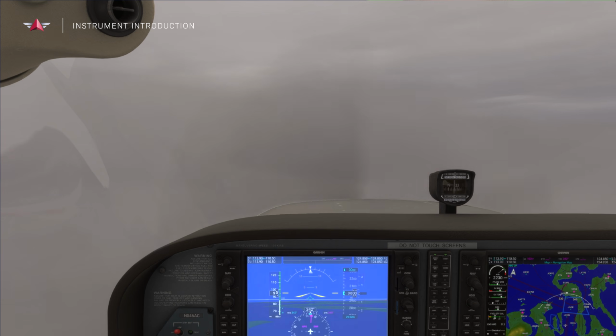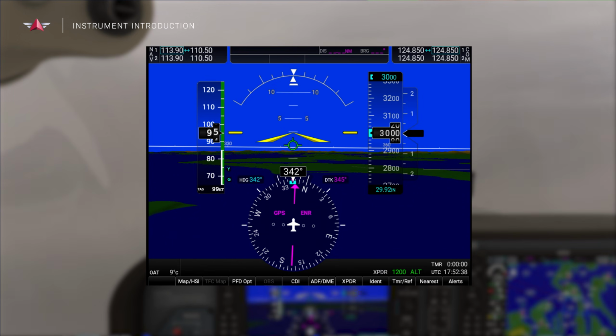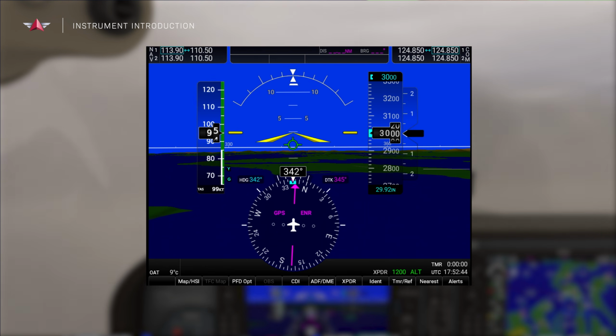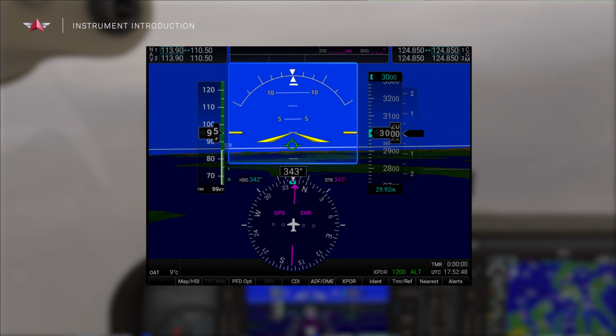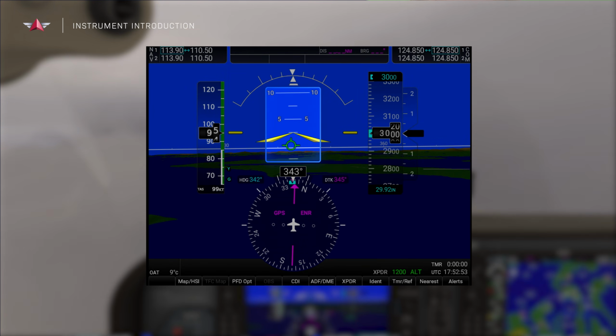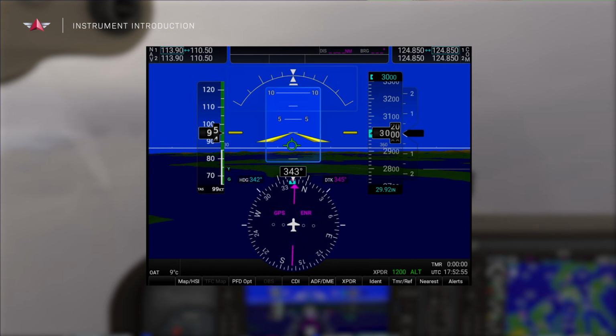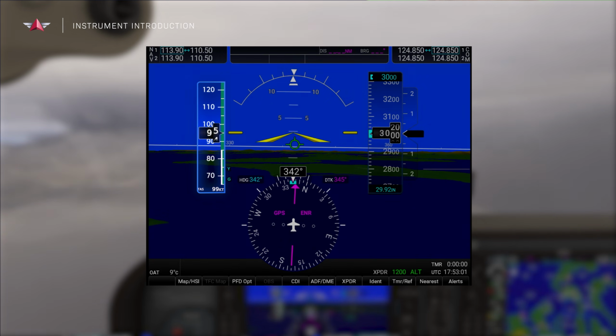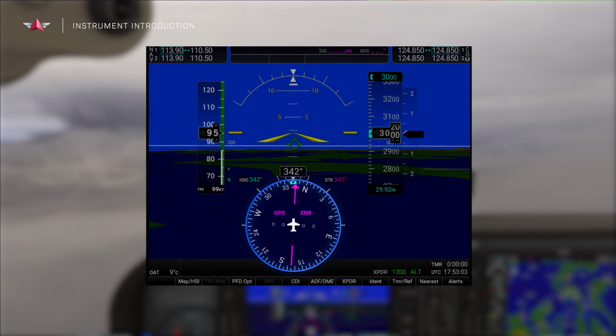Now, looking at the primary flight display of the Cessna 172, we can see that there is a lot of information presented. We are interested in what is called the primary flight instruments. The main and most important instrument is the artificial horizon, which is also sometimes called the attitude indicator. The artificial horizon shows both pitch, positive and negative, as well as the bank angle. To assist the artificial horizon, we can refer to the airspeed indicator, the altimeter, and the heading indicator.